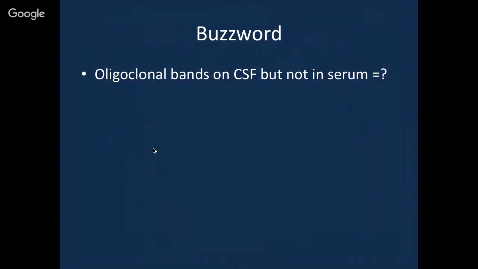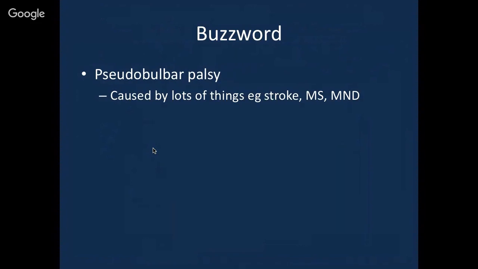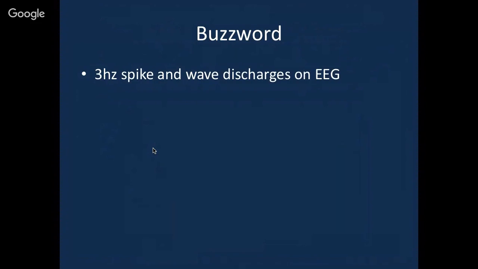Okay, random buzzword times. Oligoclonal bands on the CSF but not in the serum means? Cool. Chorea means? Perfect. Donald Duck speech? What's Donald Duck speech? Pseudobulbar palsy. Bulbar refers to the nuclei of the motor cranial nerves other than the eyes. It can be caused by a stroke to the brainstem, MS, or motor neuron disease. There's a specific type of motor neuron disease called pseudobulbar palsy where that's actually just what it affects and degenerates.